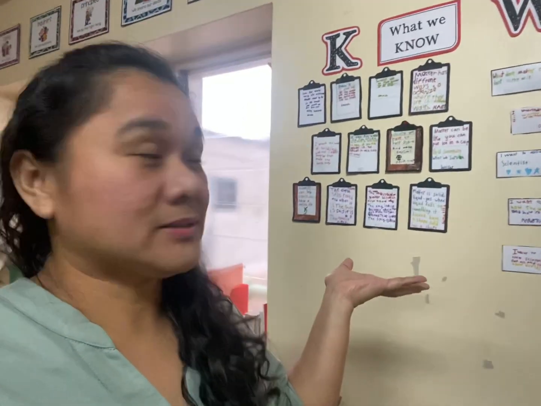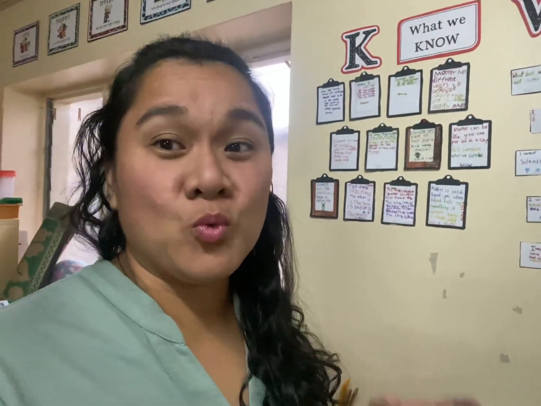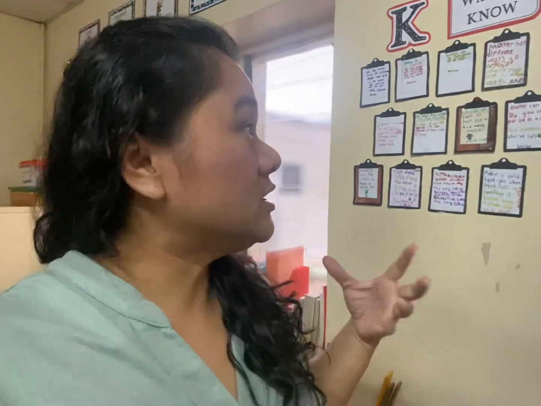So as a form of pre-assessment, we worked on just writing a KWL chart. So I'm giving you guys a tour of my classroom. And a KWL chart at this time gave me the different things that they know about matter. And in order to use that information about what the students know, we would need to be displaying.